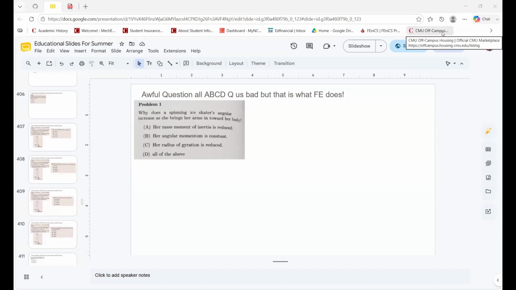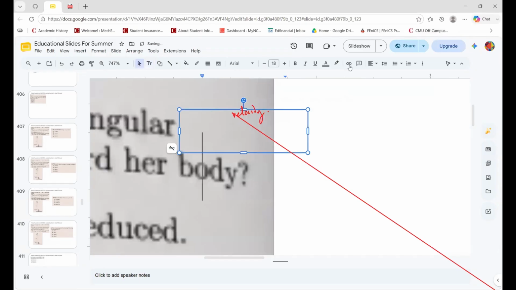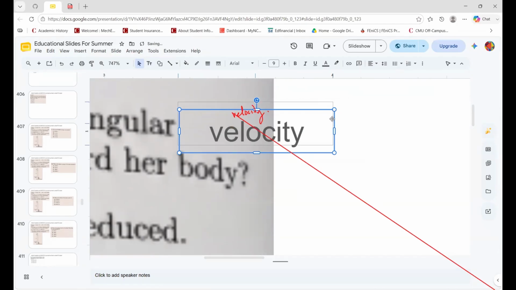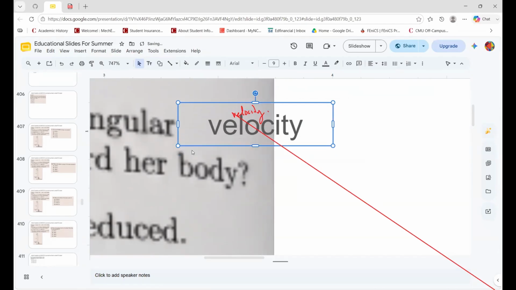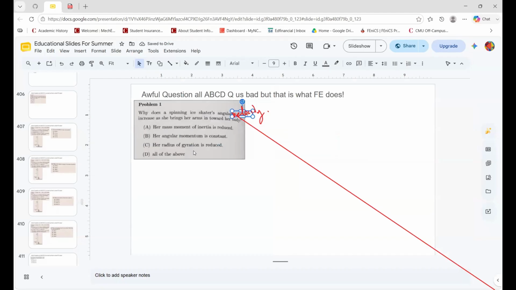Why does a spinning ice skater's angular velocity... I'm pretty sure they're supposed to say velocity over here, it just didn't show up. There is no way that this is grammatically correct. If that's what it's supposed to be, then I don't know. I just think it didn't render correctly. That's the only explanation I have. No velocity, yeah, that doesn't make sense. What's angular? Nothing. If you say angular, that means nothing.